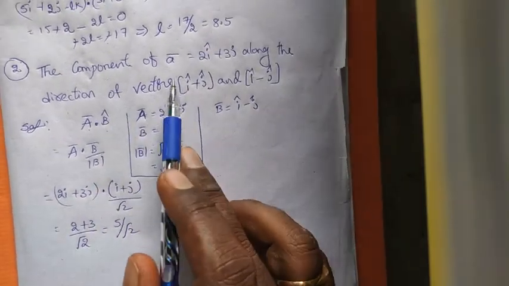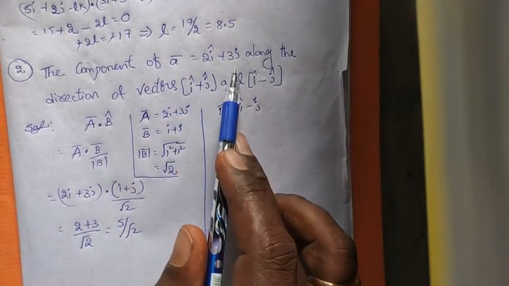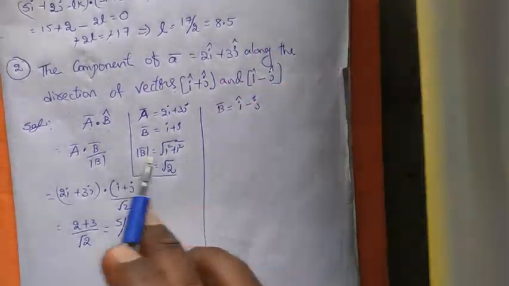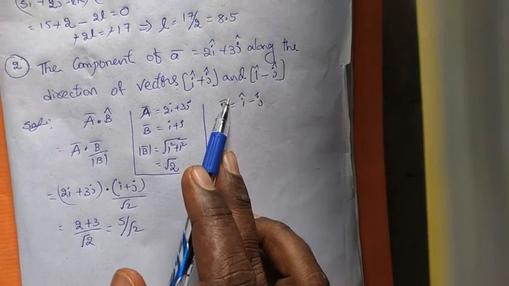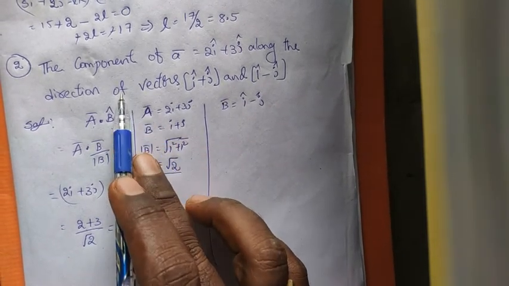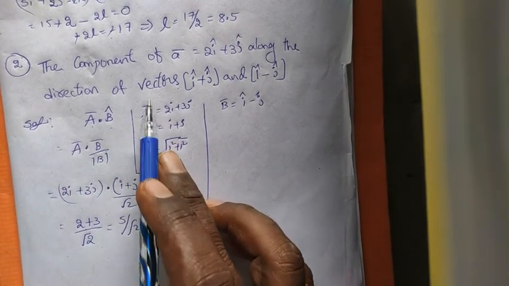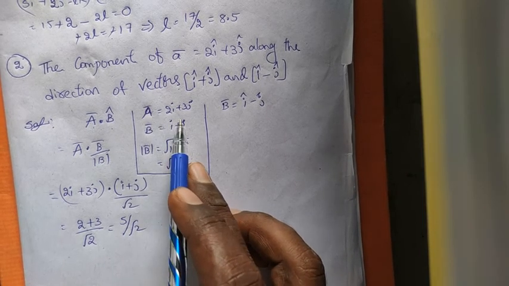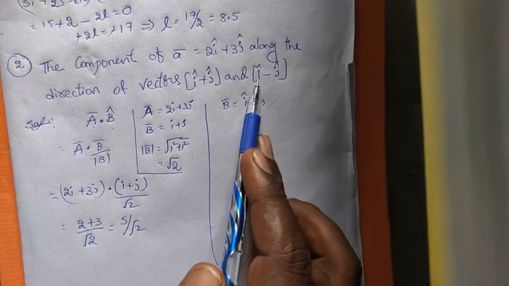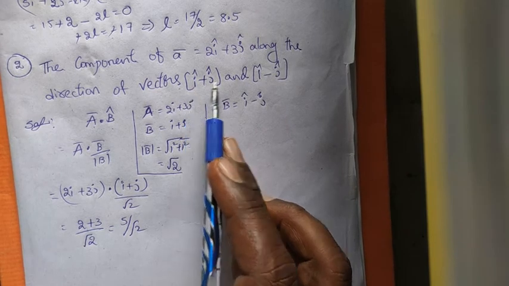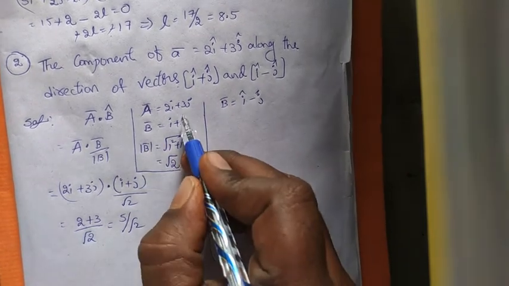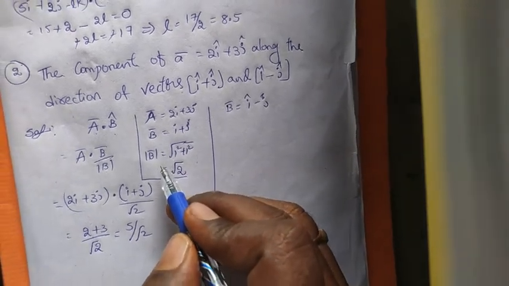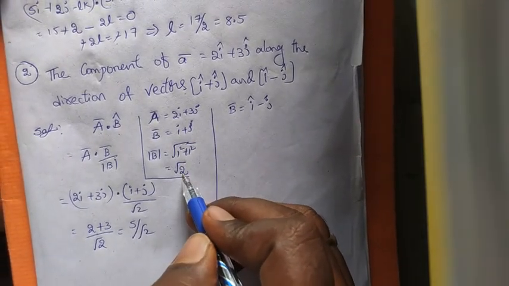Next, the component of a bar 2i plus 3j along the direction of vectors i plus j and i minus j. So whenever you are given a question like this, the component is along the direction of the vector. So what is a bar here? 2i plus 3j, and here two vectors are given. So first we do this one, then we go for the other. First this is considered as b bar, so i plus j, and what is the magnitude of b? Root of 1 square plus 1 square, that is root 2.